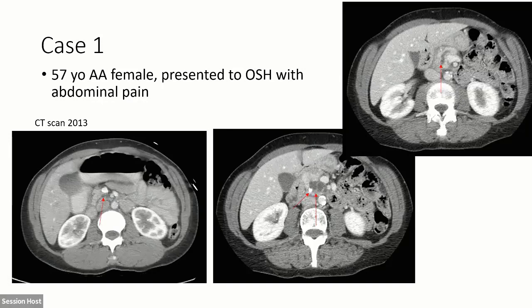I happened to have an old scan that was done in 2013. You can see on her old scan back in 2013, she had a little small cyst in the uncinate process of the pancreas. Not super exciting, maybe a small side branch IPMN or something like that. But on the newer scans, what I saw was that the cyst had really grown and increased in size a lot. It had gotten quite a bit bigger.